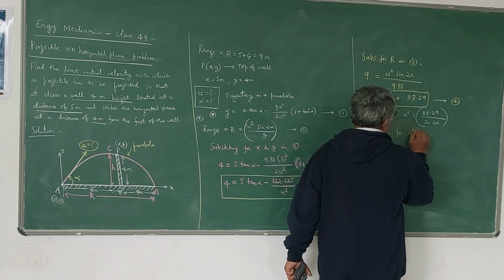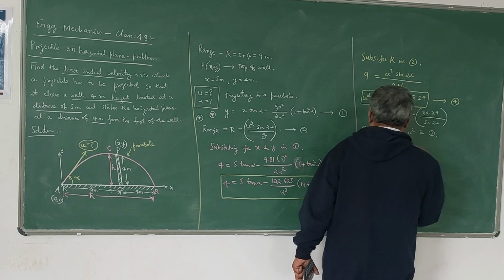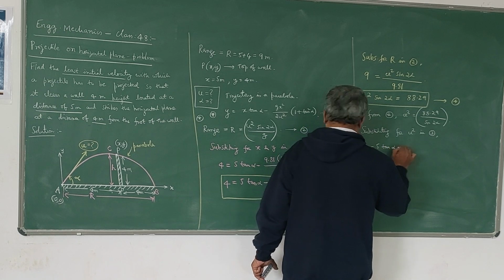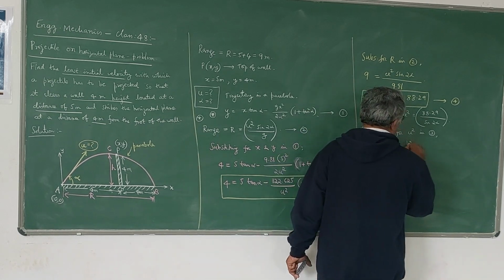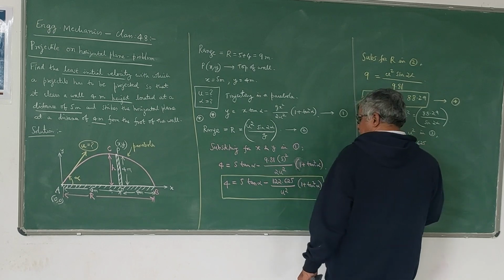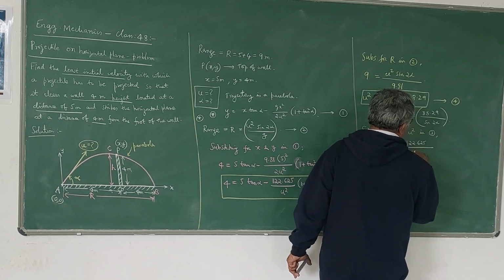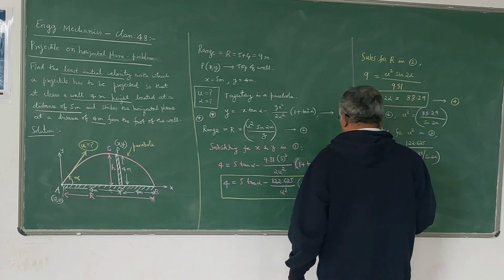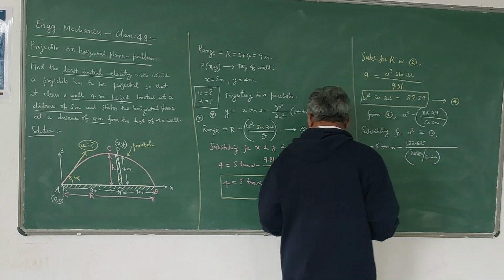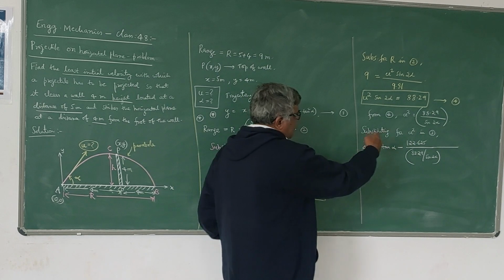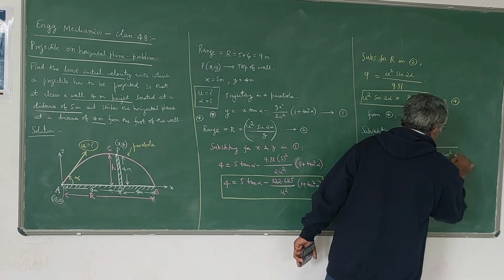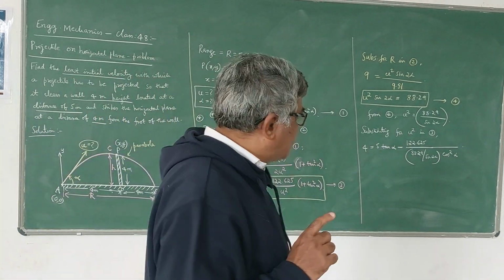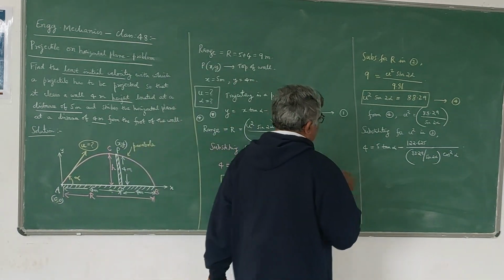Substituting for u square in equation 3, 4 is equal to 5 tan alpha minus 122.625 divided by, now I will write u square as 88.29 divided by sin 2 alpha, into 1 plus tan square alpha. 1 plus tan square alpha is secant square alpha, so I can write it as 1 divided by cos square alpha. Now you can see that this equation contains only alpha, a trigonometric equation. We can solve it. Let us try to simplify this.